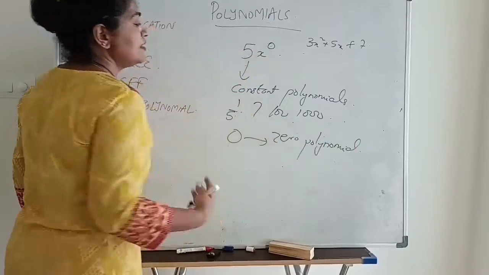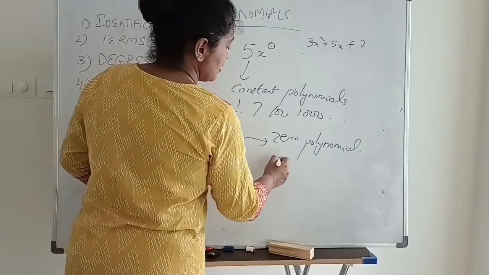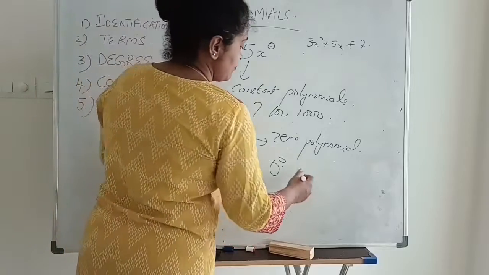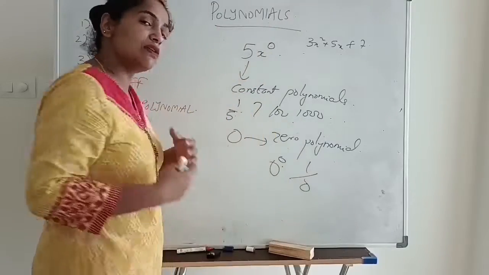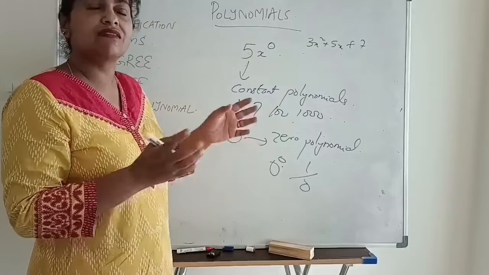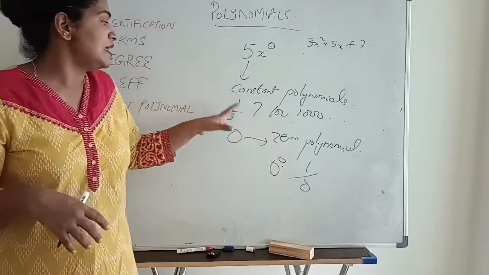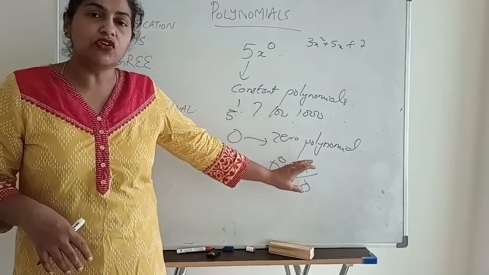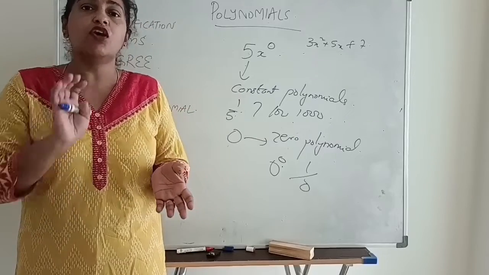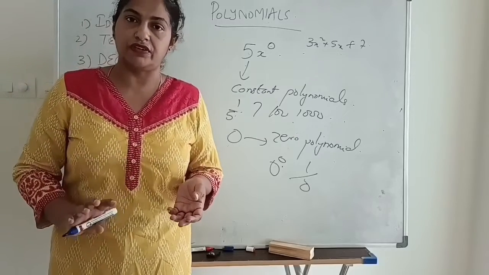See, just like in the case of exponent, 0 raised to 0 is not defined. In the case of division, 1 by 0 or any number by 0 is not defined. We say it is an infinity, it's a concept, all those things. Similarly, in this case also, 0 polynomial has no degree. The degree of a 0 polynomial is not defined. Okay?